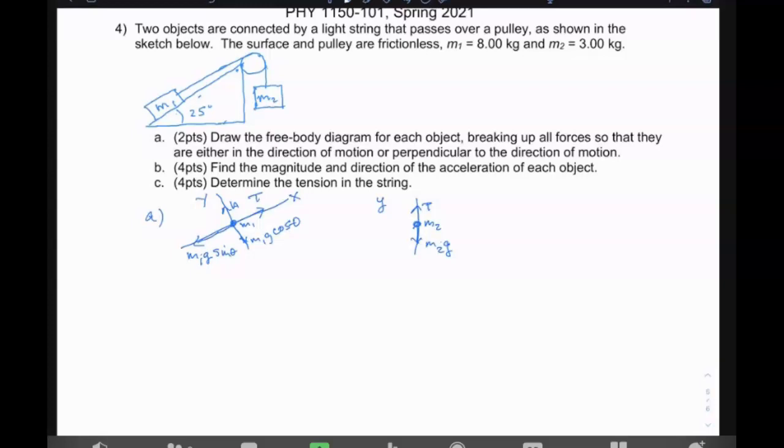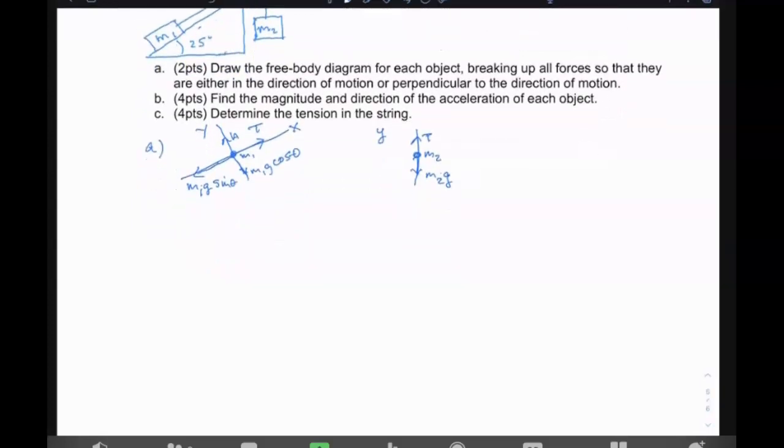In part B, find the magnitude and direction of the acceleration of each object. So we want the magnitude and direction of each acceleration. Well, we know that since the two masses are connected by a common string, then they're going to feel a common tension. And the result is that each will have a magnitude of acceleration that's the same.